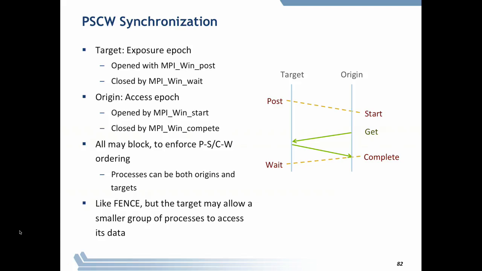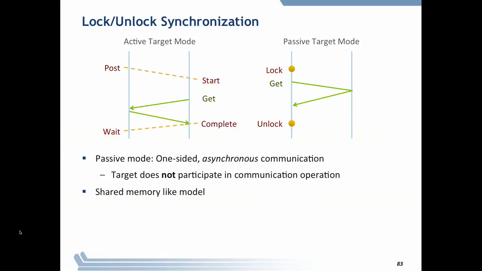So this is called post-start-complete-wait. You post your region for communication, you start your own communications, you do stuff, you complete your own, and you wait for other things to finish. So like fence, normally everybody calls post and start, and then complete and wait at the end. So you bracket the RMA operations this way.